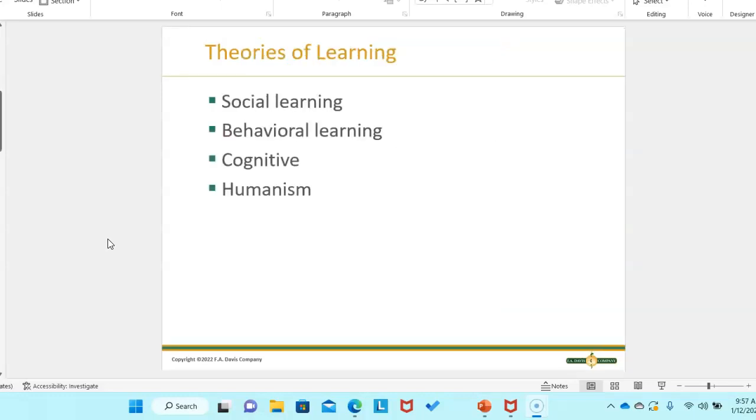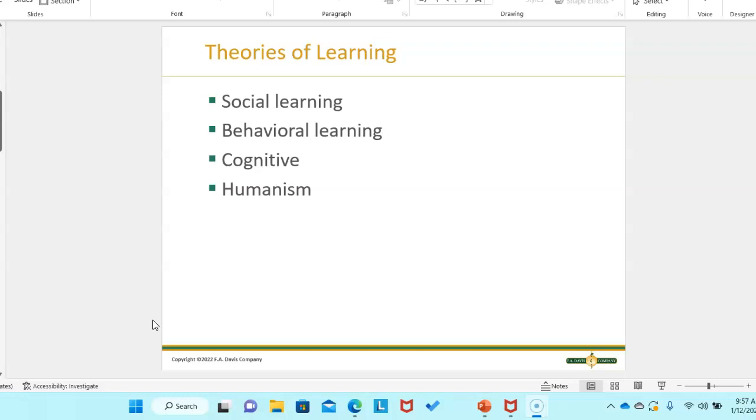The theories of learning. We have the social learning theory, which explains the characteristics of the learner. It talks about how self-efficacy is a major concept in social learning theory. It refers to a client's perceived ability to successfully perform a task.